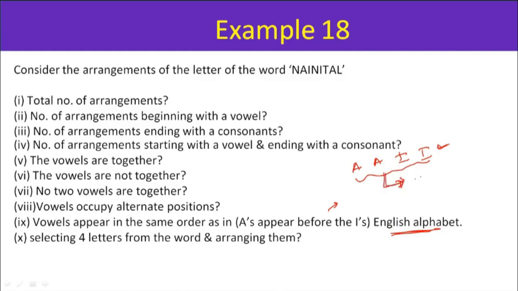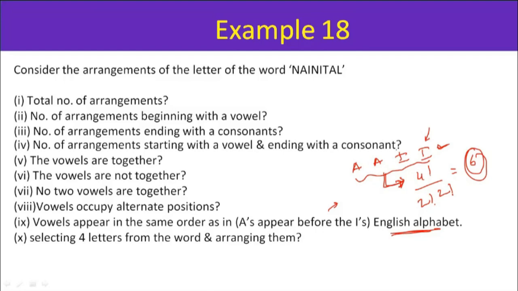Out of this, we can have total 4 factorial by 2 factorial into 2 factorial. What is this? The arrangement for these 4 alphabets. Okay. And what is the answer if you solve this? 6. How do you do it? 24 by 4, 6. So you have 6 possible arrangements for the vowels. You just want one of these 6 to be there, right?